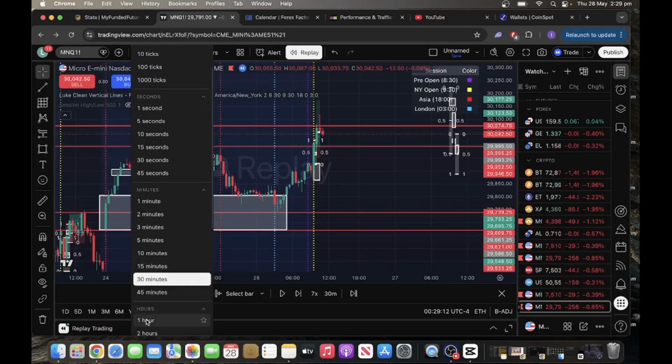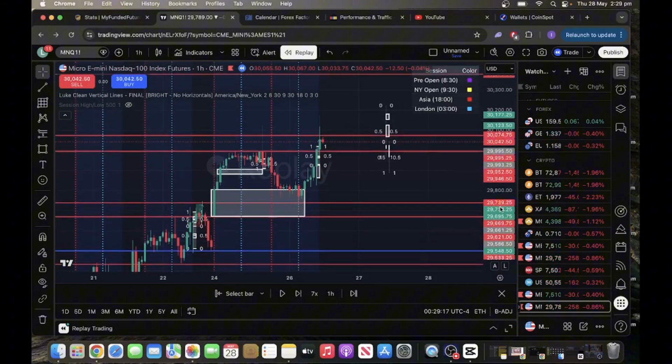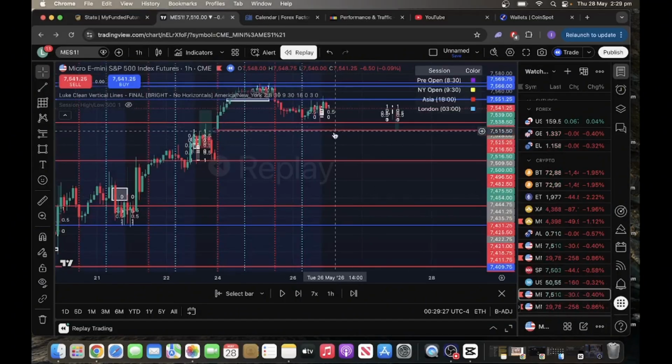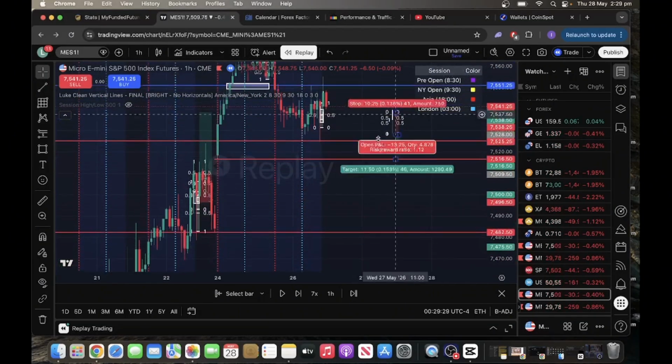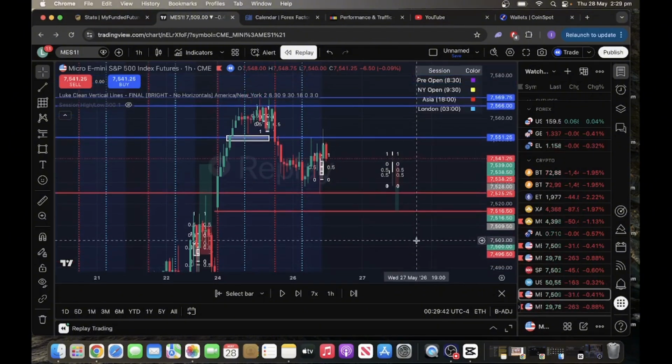Then I obviously jumped to an hour just to help me with my bias. We're in this hourly gap here, which we have respected and broke structure above here. On the ES as well, we did enter the gap. Respected, but we did come back down, but we haven't closed down, so we're still technically respecting the bullish gap on both pairs. So I was bullish for the day.